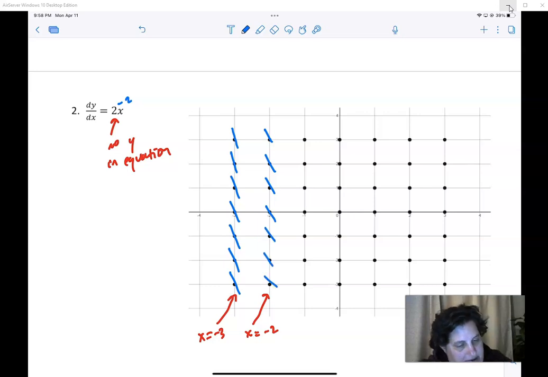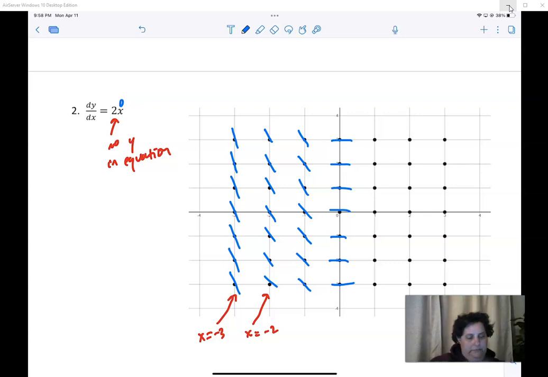Then I plug in -1. So that's -2. It's getting a little bit less steep. And then I plug in 0. Now this is cool because 2 times 0 is going to be 0. Okay? Makes sense?